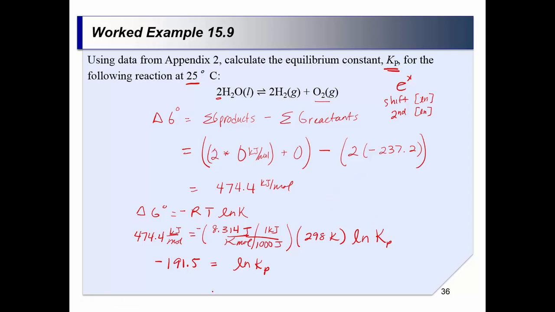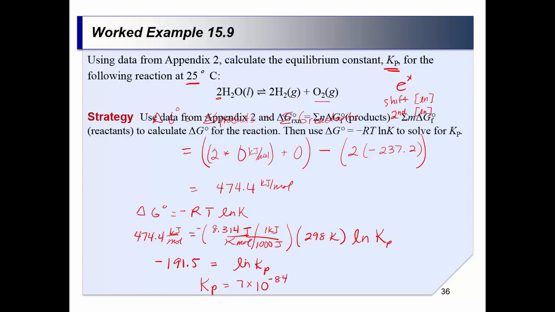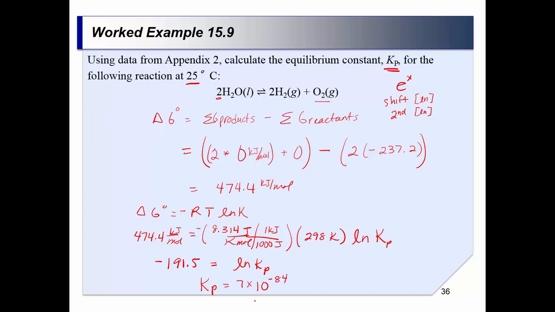But the inverse log of Kp makes Kp equal, I get 7 times 10, I think that's negative 84. So work your calculator until you get this number as well, or something really, really close to it so you can round it to make 7 times 10 to the negative 84. Now this is a really small number. So K is much, much smaller than 1.